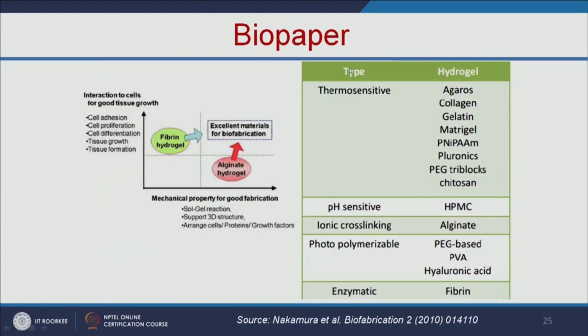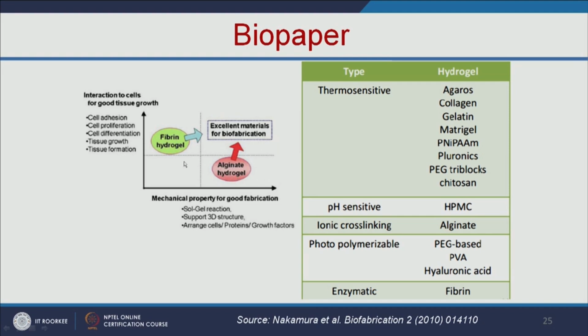So, let us see the bio paper in detail. These are the various examples of bio paper. We can make a thermosensitive bio paper based on agarose, collagen and gelatin, and also pH sensitive bio paper, that is on HPMC, and also ionic cross linking, alginate and photo polymerizable PEG based or PVA based bio paper. So, out of these many bio papers, fibrin hydrogel and alginate hydrogel are very good materials for biofabrication.